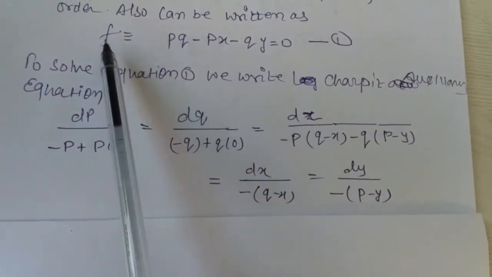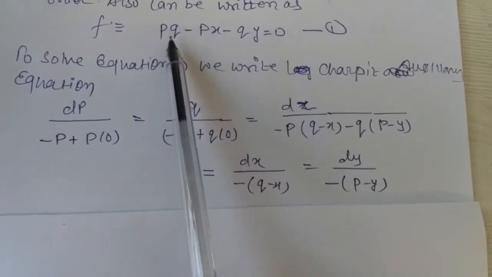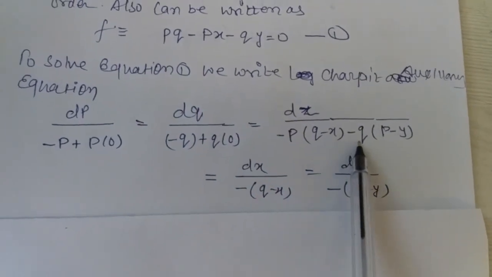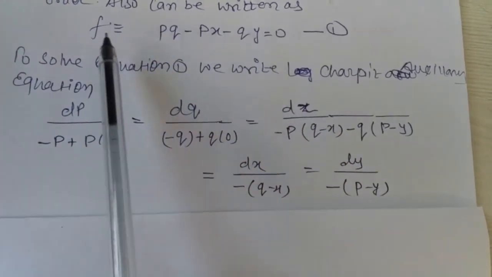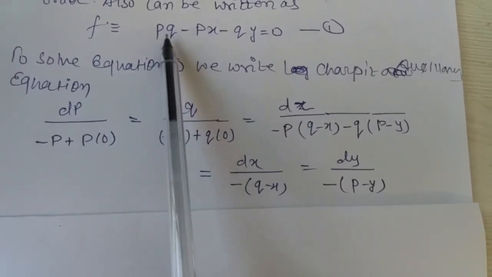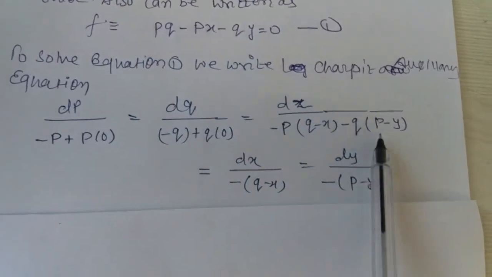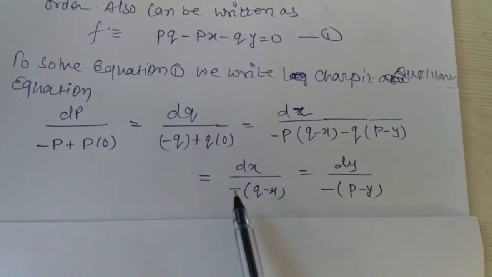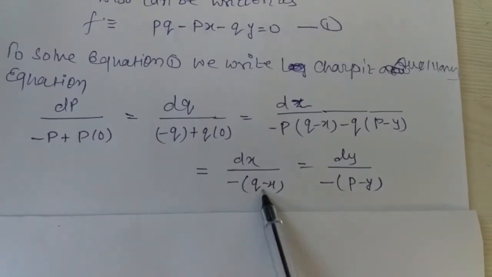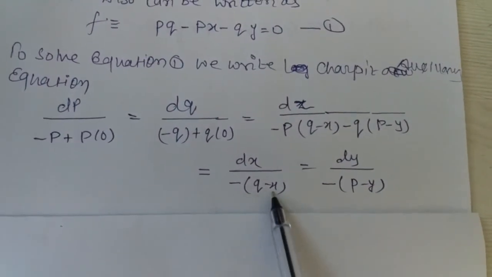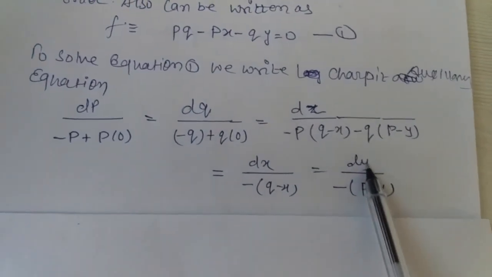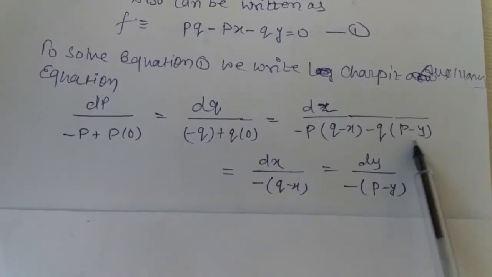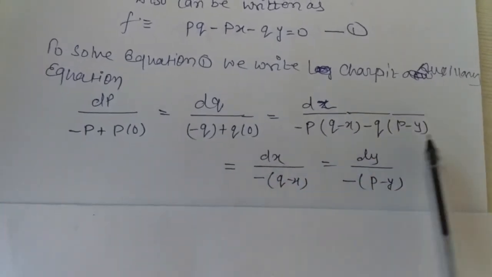The partial derivative of f with respect to p is q minus x, minus q del f by del q, the partial derivative of f with respect to q, is p minus y, equal to dx upon minus del f by del p. So this is your del f by del p, we get q minus x, equal to dy upon minus del f by del q. So this is del f by del q. So this is the Charpit auxiliary equation.